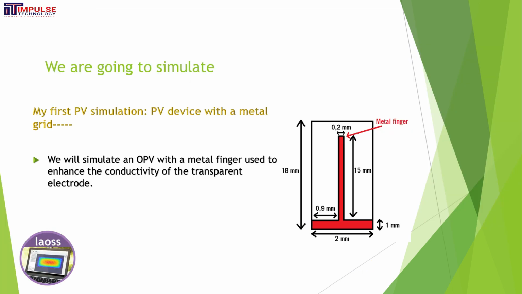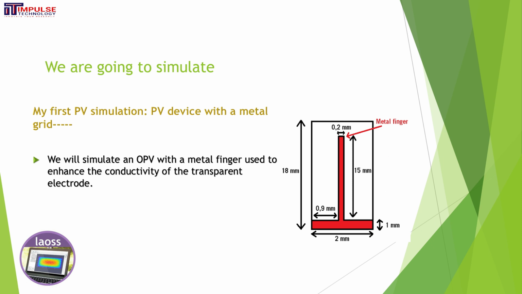First I will show the presentation slide of what we are going to simulate here: a PV device with the metal grid. This type of structure we will create in LayoutCut, though you can also use Lumerical software to create this type of geometry, but we prefer LayoutCut, which is generally a free tool. Here we will enhance the conductivity of the transparent electrode, and we will see different voltage losses and other features that we can simulate in the software.